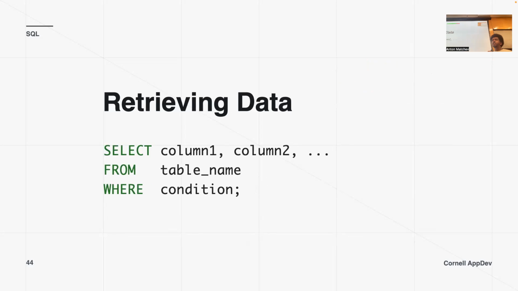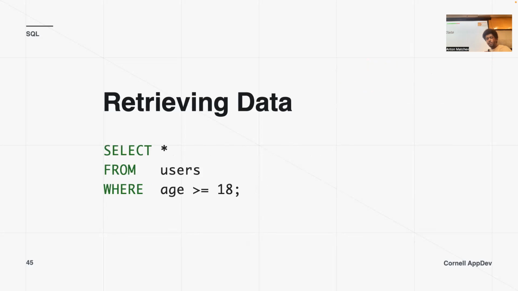So the condition tends to just be a Boolean. We have an example on the next slide. So I want to select all the columns from users where the age of that person is over 18. So I want to find all the people in my table that are over or equal to 18 years old. And I want to get their first name, their age, their email, because that's all of the fields based on the star.